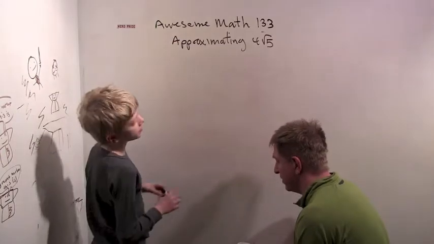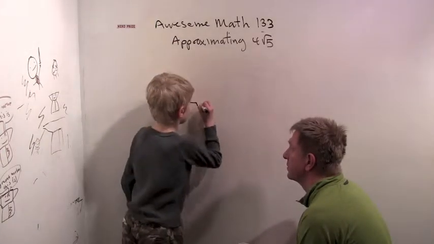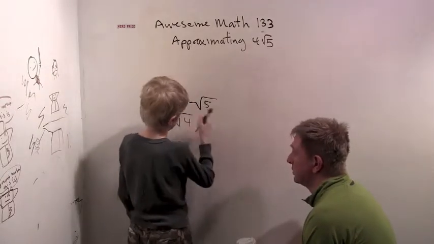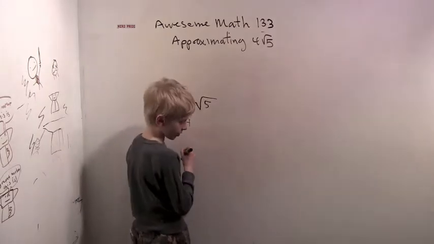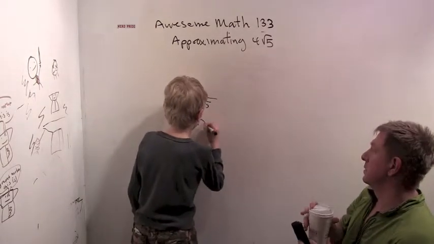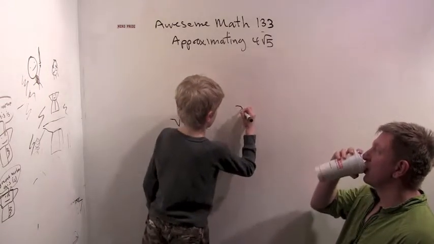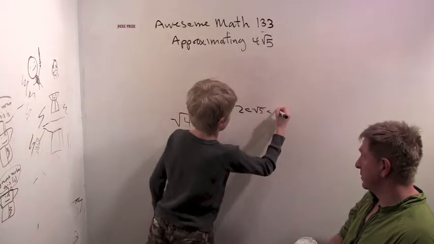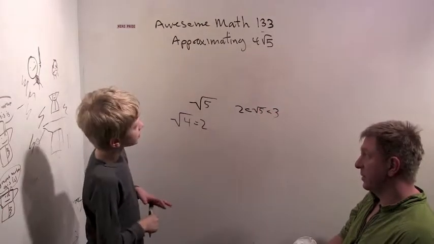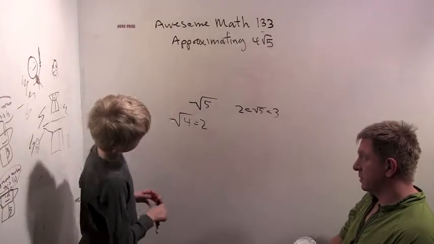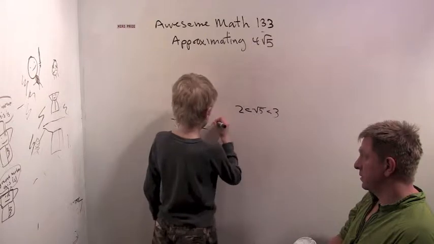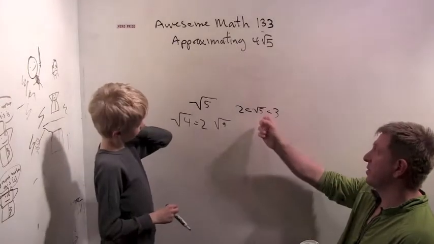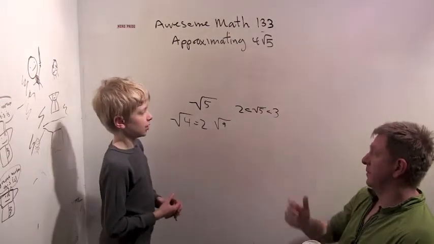All right. So tell me some thoughts about this. Well, the square root of 4 is 2, so we know that 2 is less than the square root of 5, which is less than 3. Why is it less than 3? Well, because it's in between the square root of 4 and the square root of 9. All right. So we can say something very simple about the square root of 5: it is between 2 and 3.